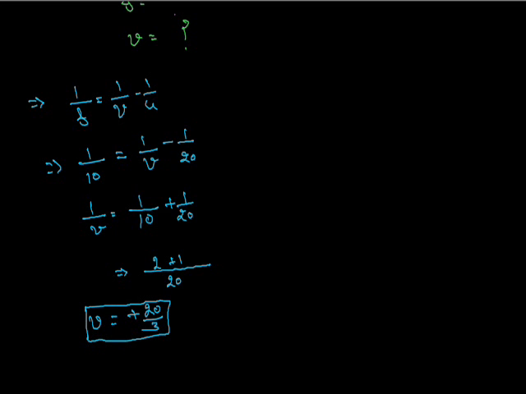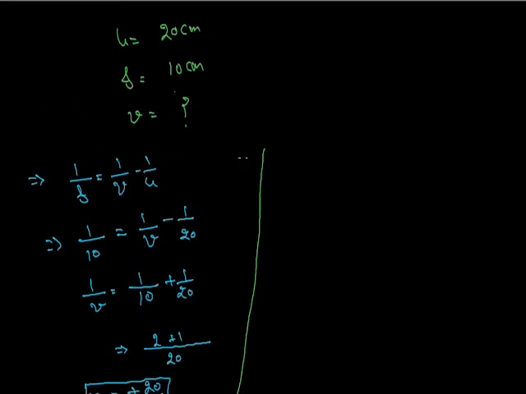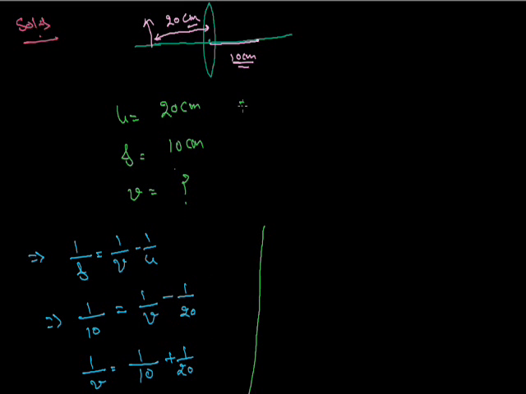But we forgot to use the sign convention. So what to do? The actual approach to solve this question is to first put the actual sign. Here u is in this direction, so u will be taken as minus 20 centimeter by using sign convention, and focal length is in this direction, so it should be taken as plus 10 centimeter. We do not know v, so we do not use any sign convention for v, because we don't know the numerical value of v.